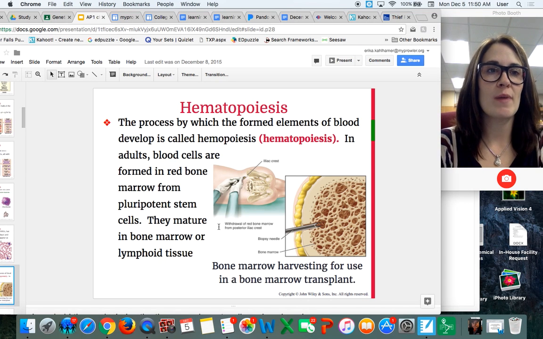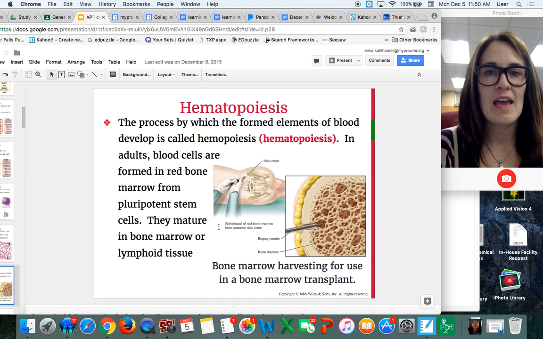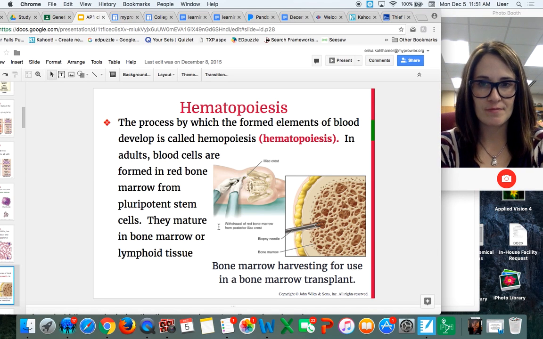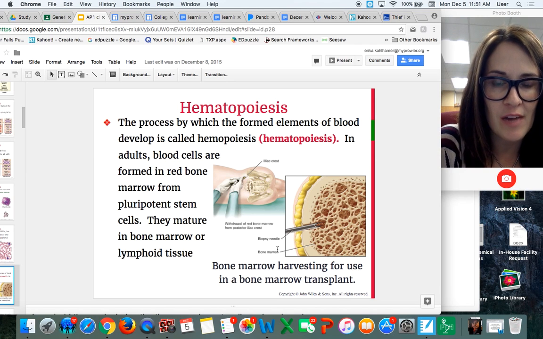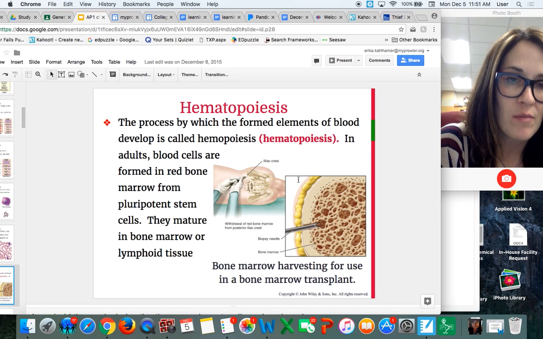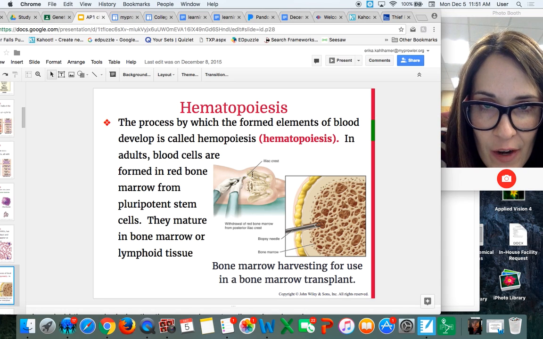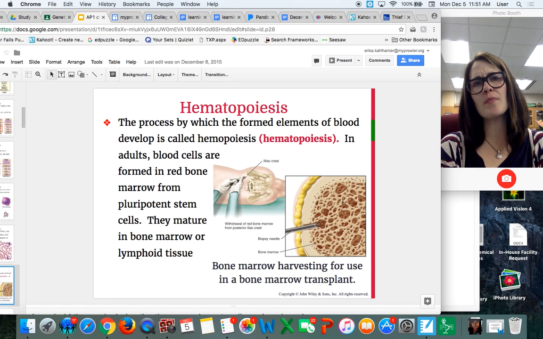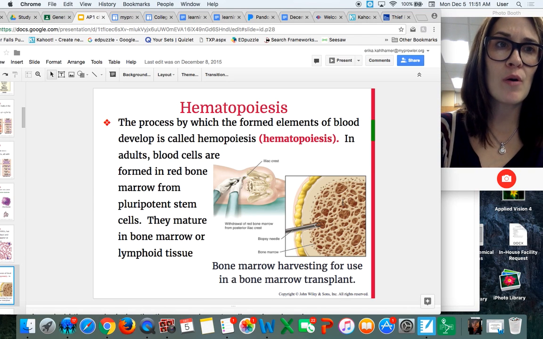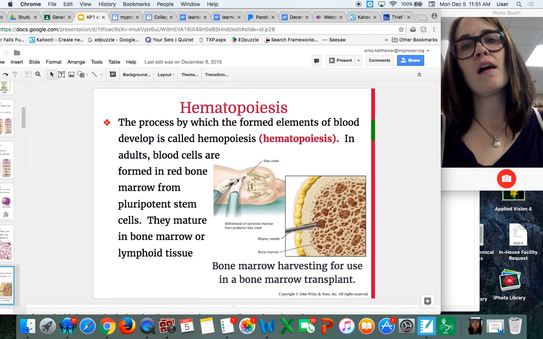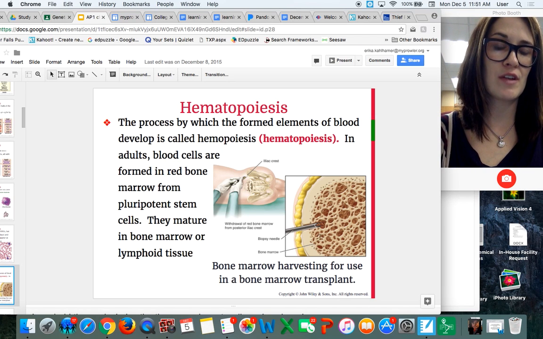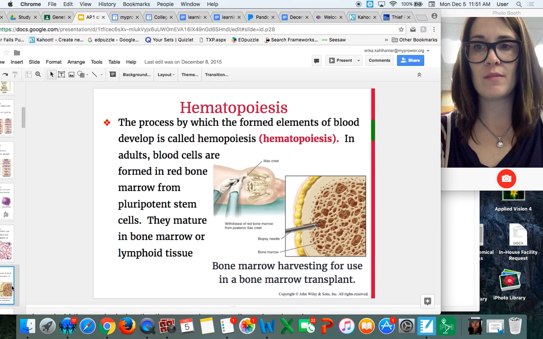Blood cell formation. To form the cells in your blood is called hematopoiesis. We already learned about where it happens. It happens in the red bone marrow. So here's a picture of somebody getting bone marrow harvested from their pelvic bone right here, into that red bone marrow. And the red bone marrow contains these pluripotent bone stem cells. Blood cells will mature in different places. They'll either mature in that bone marrow itself or in the lymphoid tissue.